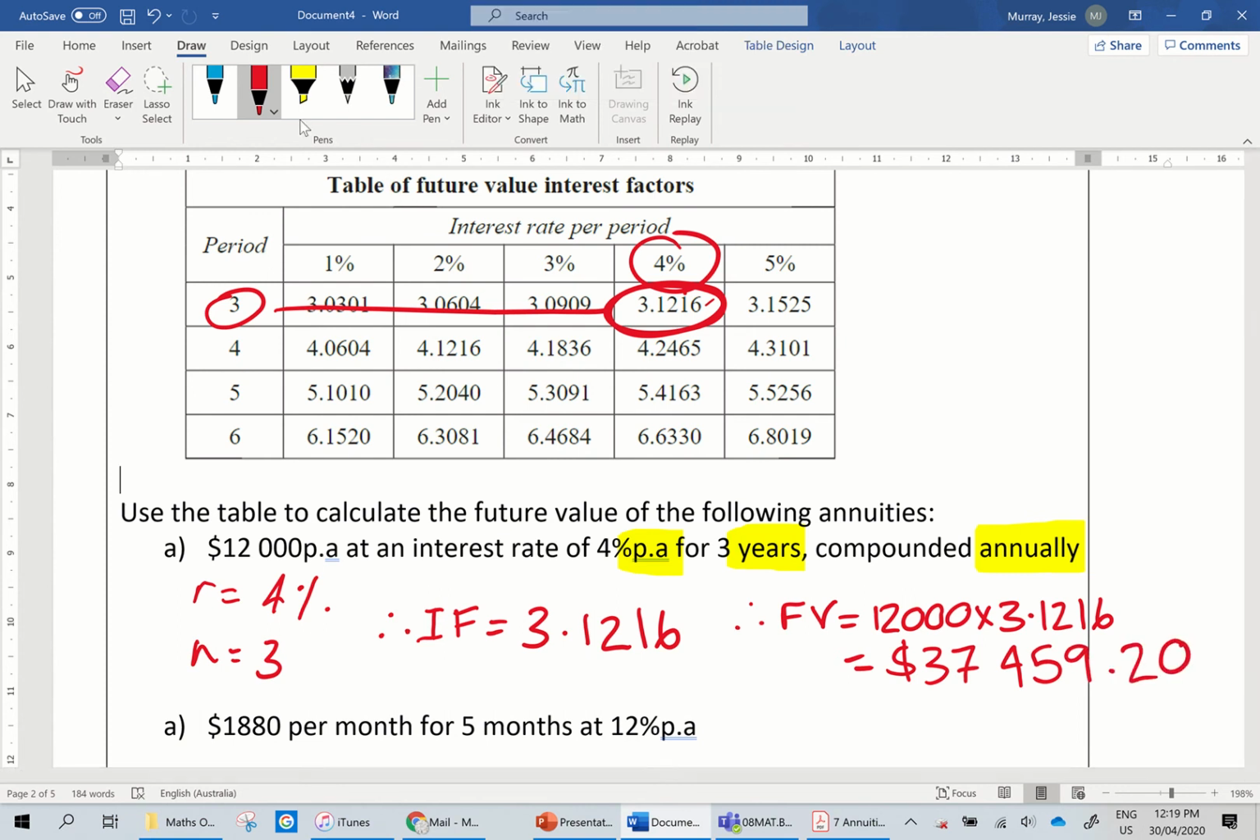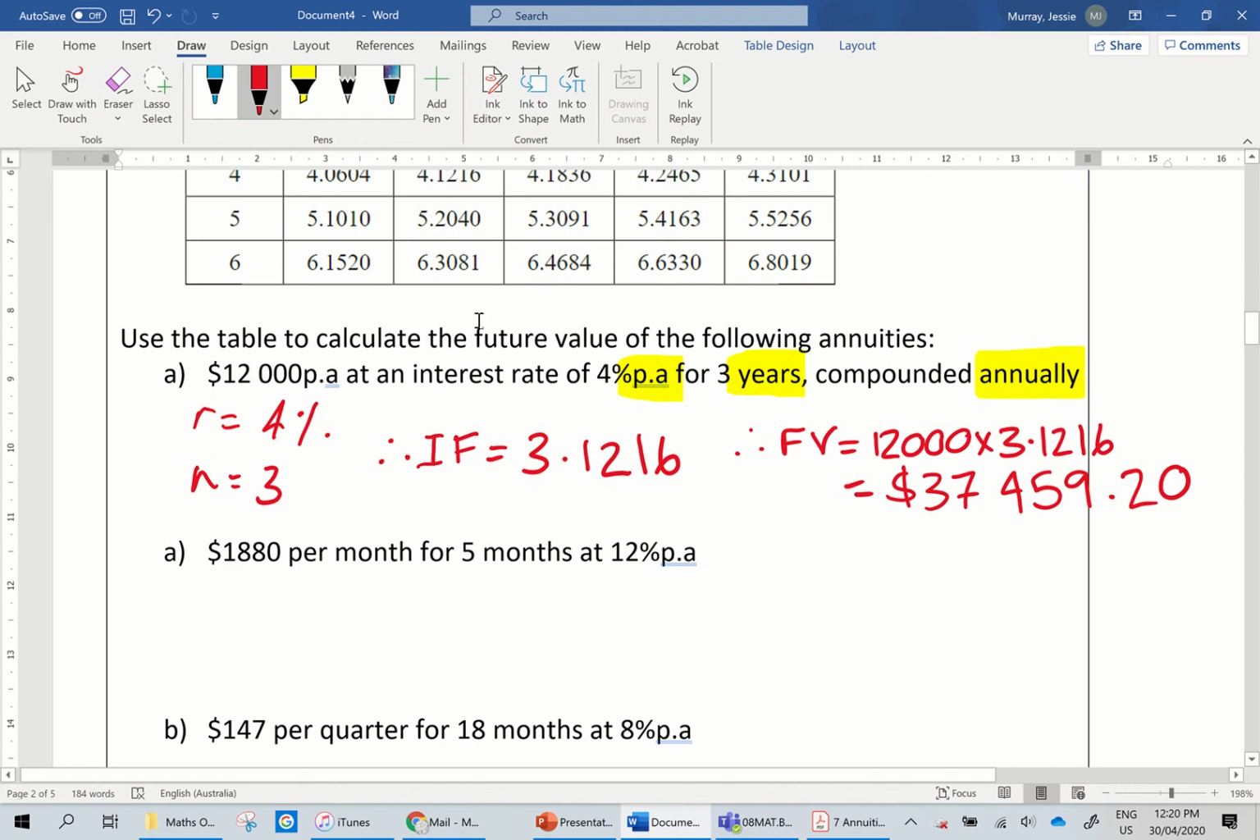So what does that mean? It means that, think about this in real life. If you had $12,000 and you put it into an investment and it was charged at that rate, that time period, compounded annually, you would end up with this value here. All right.